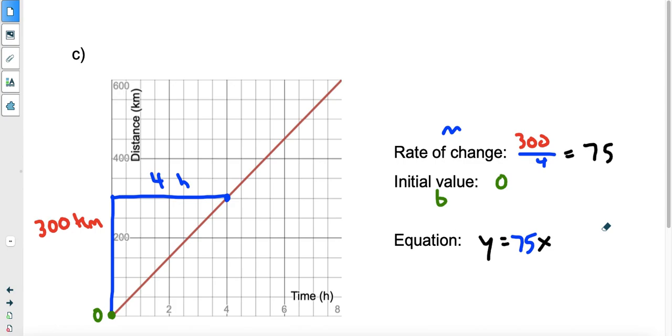And if I want, I can change my letters, right? So because we know that my y-axis represents the distance, I can use the letter d to represent distance, and my x here represents time. So I can use the letter t to represent time. And there we go. This is the equation of my line.